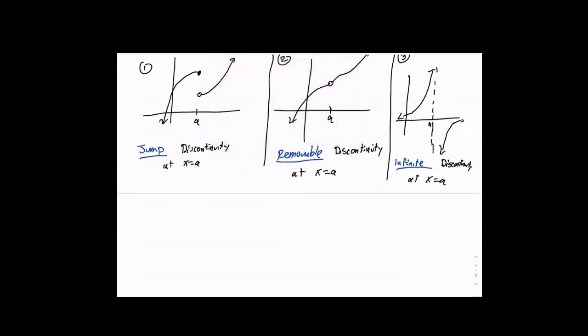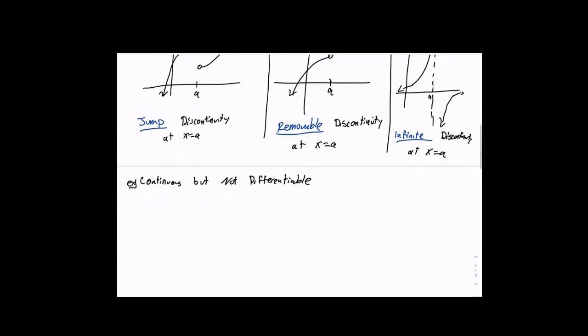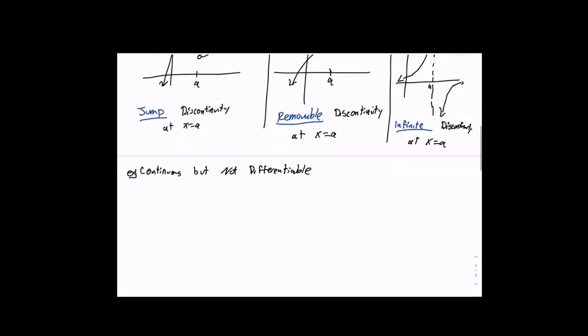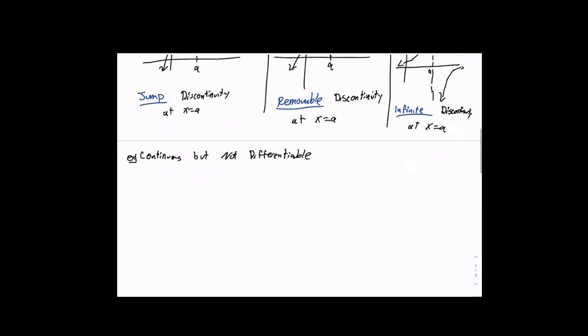So these are the three examples of functions that are not continuous at x equals a. And if a function is not continuous, it is not differentiable. Now let's look at continuous but not differentiable. Basically, there are three versions of this one as well. Two of them are nearly the same, but there's three of them as well.